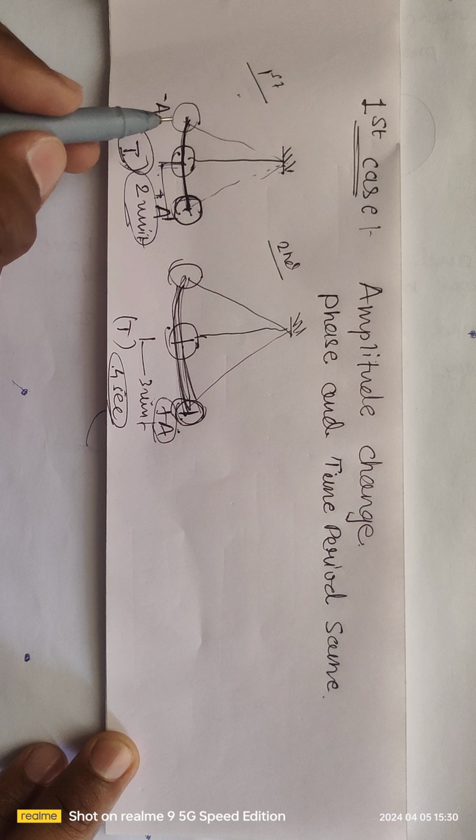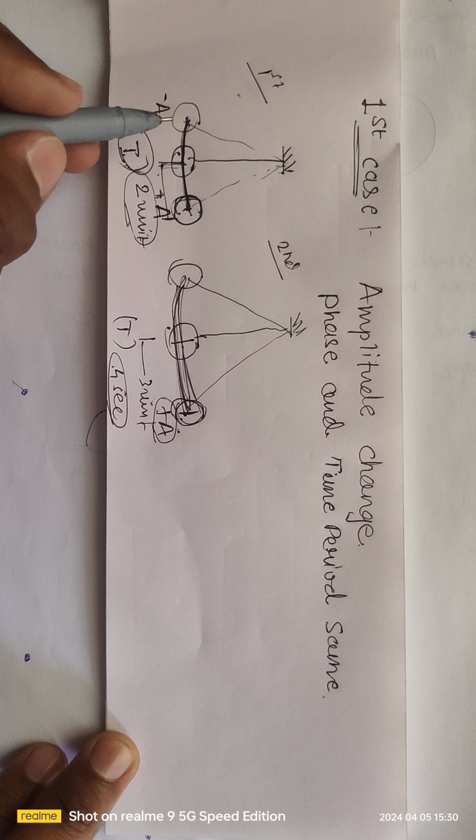Time period T is equal to 4 seconds in both cases. So 1 second, 2 second, 3 second and 4 second. In 4 seconds it finishes one oscillation. So it will become like this, in one period of time.